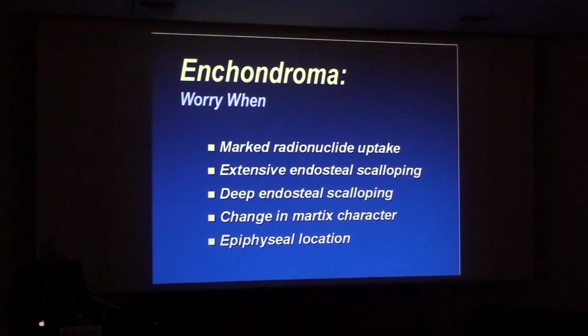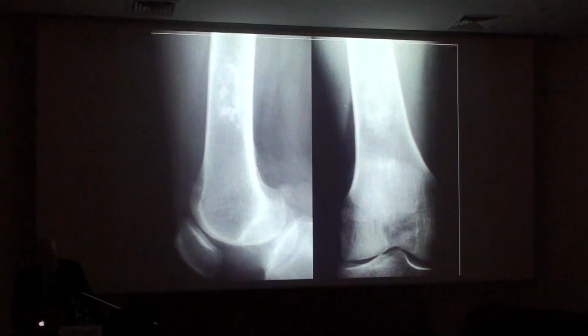If I have an old film, and I worry statistically if it's located in the epiphysis, in the classic study that looks at cartilage and malignant transformation. Of the 17 epiphyseal lesions, 15 were malignant. So we classically worry about them more when they're located in the epiphysis.